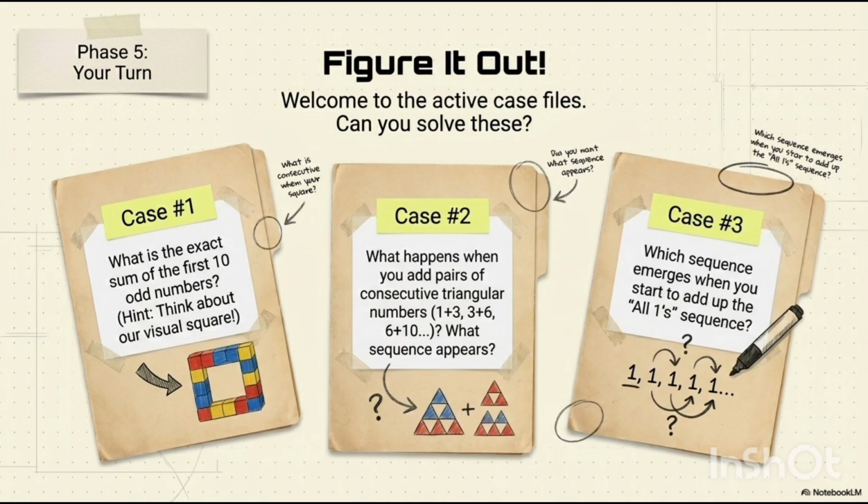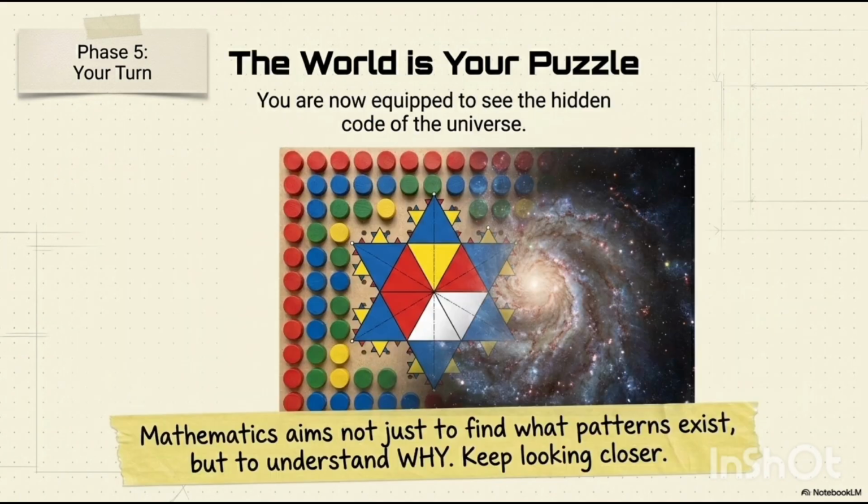Now the third question is, which sequence emerges when you start to add up the all ones sequence? The all ones sequence is where all the numbers in the sequence are 1. So what happens when we add the all ones sequence? First we'll go with 1. Then 1 plus 1 is equal to 2. Of course we will get counting numbers, those consecutive numbers, right? Now we have answered these 3 questions.